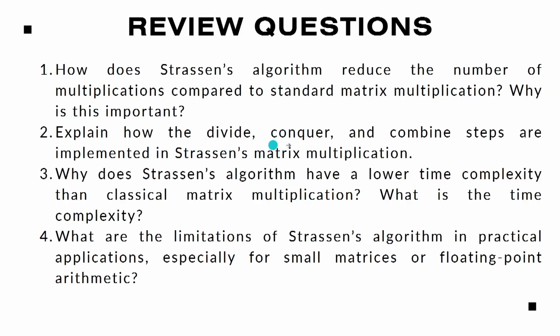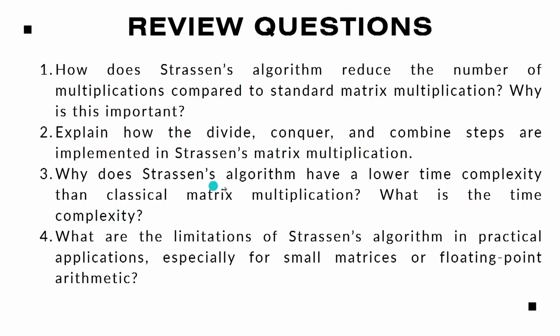Explain how the divide, conquer and combine steps are used in Strassen's matrix multiplication. As you know, in the divide step, we are dividing the original large matrix into 4 submatrices, and in the conquer step we are applying roughly 7 recursive multiplications followed by some 14 scalar operations, to get the result for that particular submatrix. Finally, we will be merging the results of all the submatrices to get the result for the original large matrix.